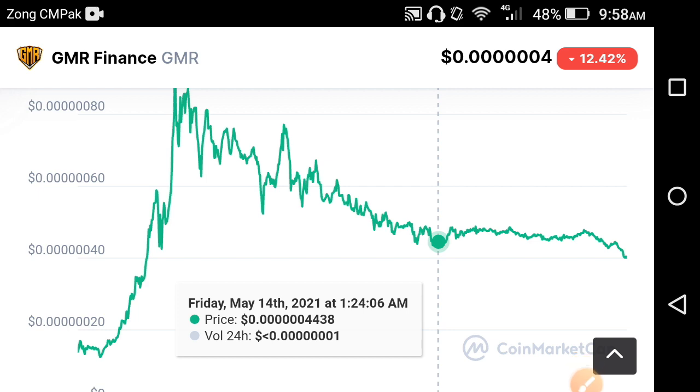Anyways, my personal recommendation for all of my viewers is that please don't make this mistake and don't decide to sell GMR Finance at this time guys. I think it's time to hold GMR Finance, because if you decide to sell GMR Finance at this time, absolutely you are in the loss, because the price of the GMR Finance is in the negative. So how can you get a good amount of profit from the GMR? Absolutely, there's some negative change in the GMR Finance.